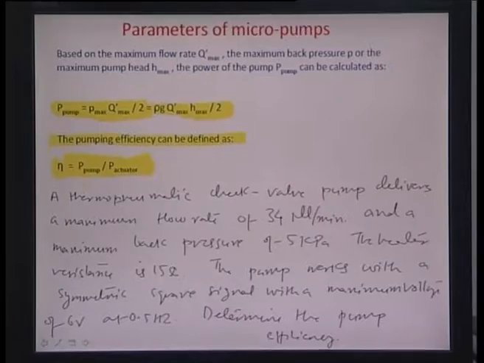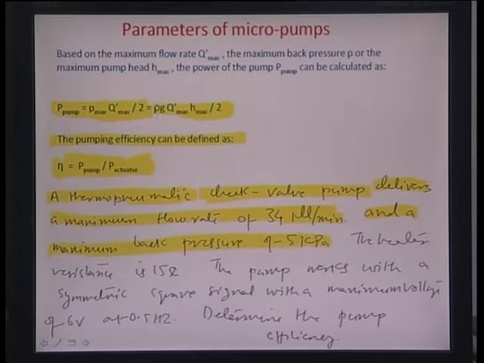Now, here is an example that I would like to illustrate. You have a thermopneumatic check valve pump which delivers a maximum flow rate of 34 microliters per minute. There is a maximum back pressure of 5 kilopascals which is generated, and because it's thermopneumatic, you are essentially heating the fluid. The heater resistor here is about 15 ohms, and the pump works with a symmetric square signal with a maximum voltage of 6 volts at 0.5 hertz. So, you have to determine the pump efficiency. Let us go and solve this particular example.